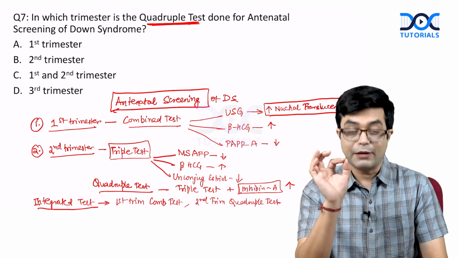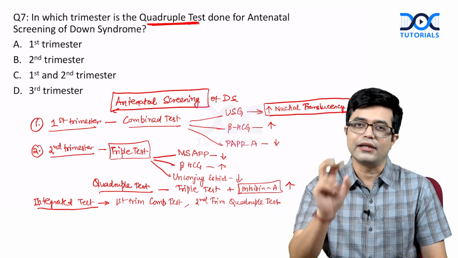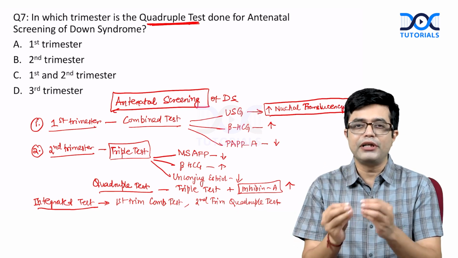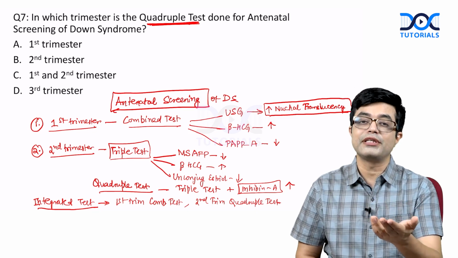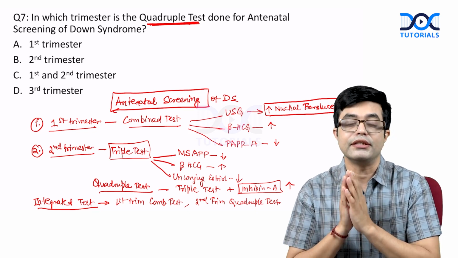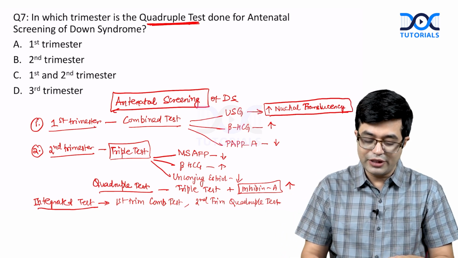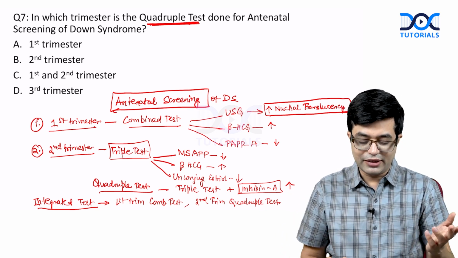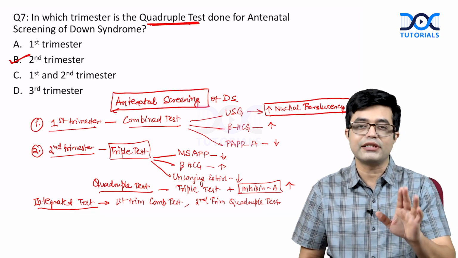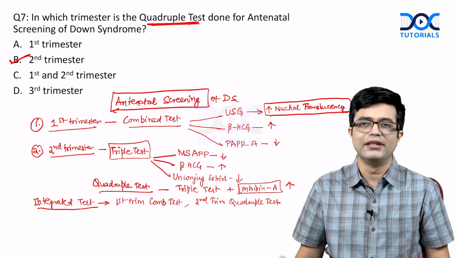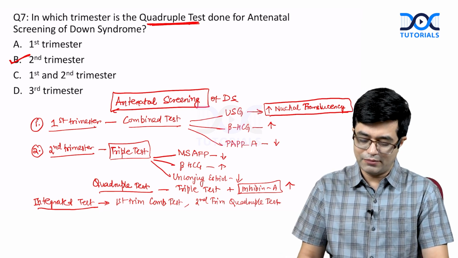So remember, combined test is done in first trimester. Triple test and quadruple test are done in second trimester. If they particularly ask which parameter can be checked in any of the trimester, first or second, it is beta HCG, right? So this is the antenatal screening. And in which trimester should it be done? Now the answer is very clear. Quadruple test should be done in the second trimester. It is not first and second trimester. And third trimester, obviously, we are not going to do any screening test or these markers.